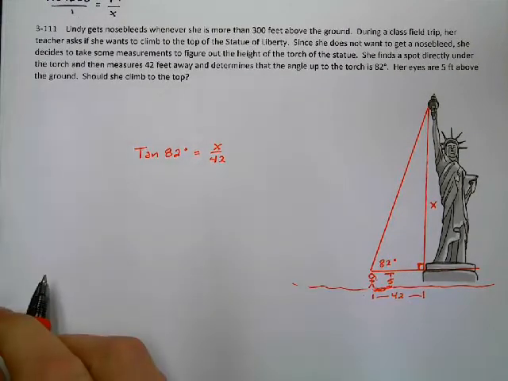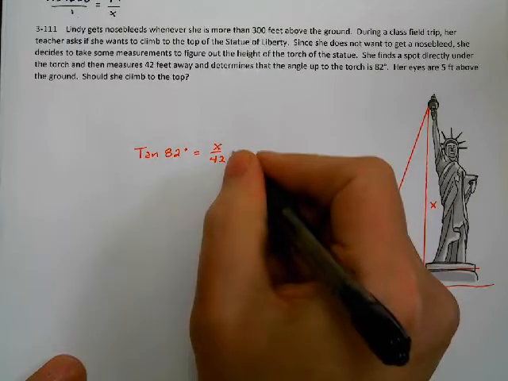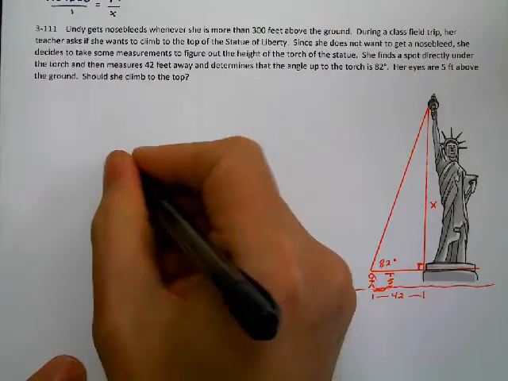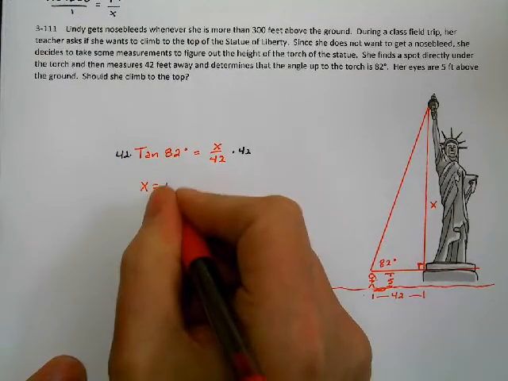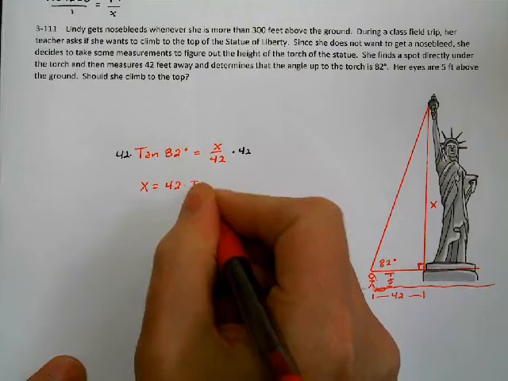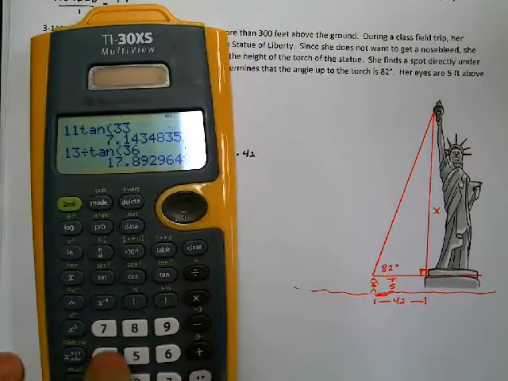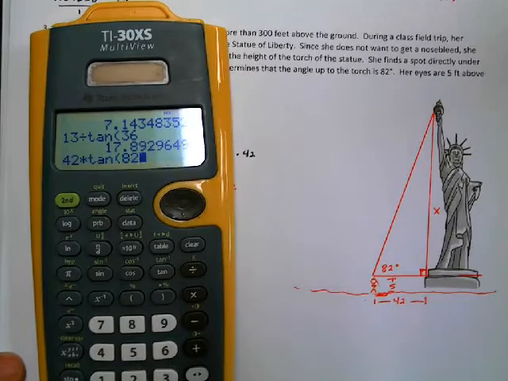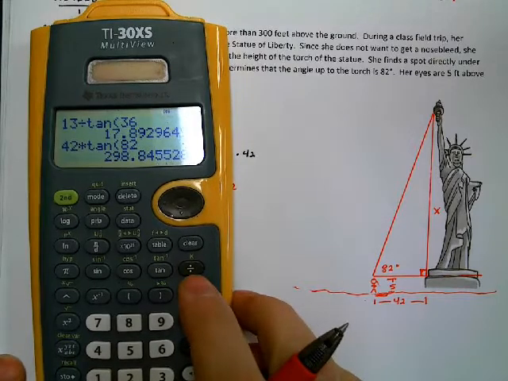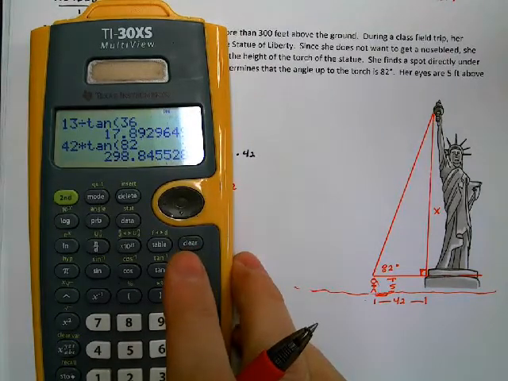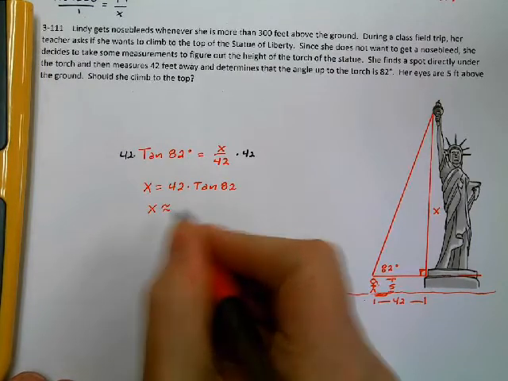All right, so I'm going to multiply both sides by 42 to get x isolated. And I end up with x is going to be equal to 42 times the tangent of 82. Let's see what we get on that. All right, 42 times tangent 82. 298.84. Let's just call it 299. So x is approximately 299 feet.